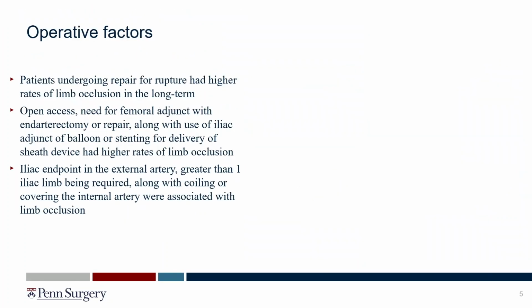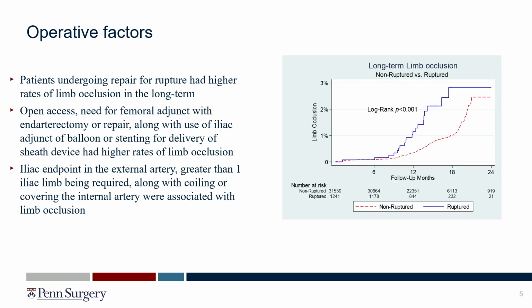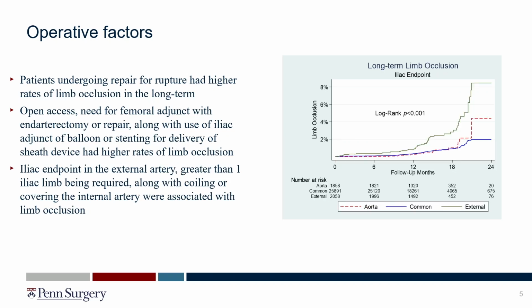Looking at operative factors, patients undergoing repair for rupture had higher rates of limb occlusion in the long term. We also found that patients who required a cut down for access, the need for femoral adjuncts such as endarterectomy or repair, along with the need for iliac adjuncts for delivery of the sheath device, such as ballooning or stenting, had higher rates of long-term limb occlusion.